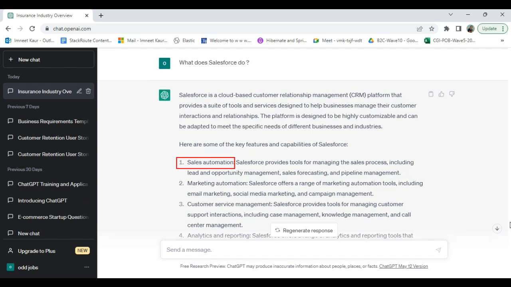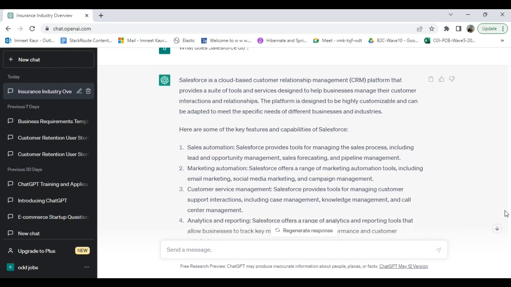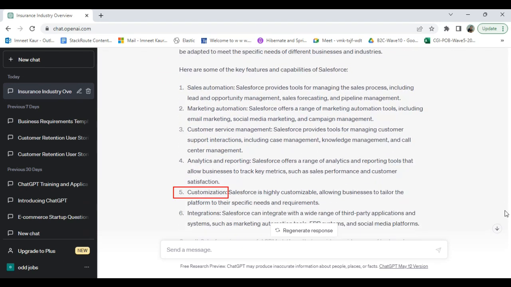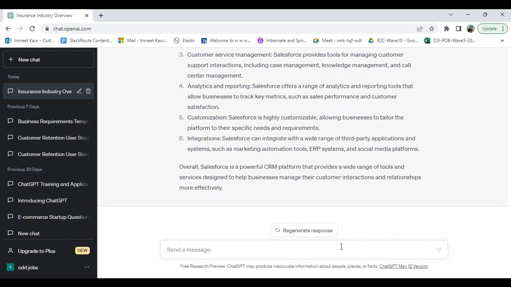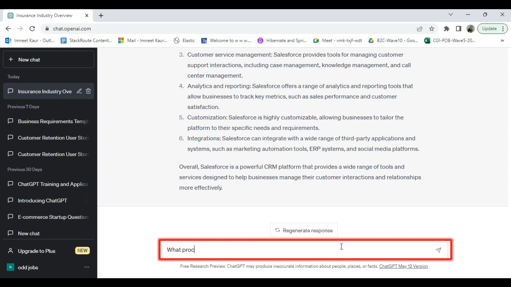So we have managed sales, marketing advice, marketing automation, customization, integrations, and so on. So now let us ask about the processes a company needs to have for sales management, for which I will type in the command. What processes does a company need to have in place for sales management?